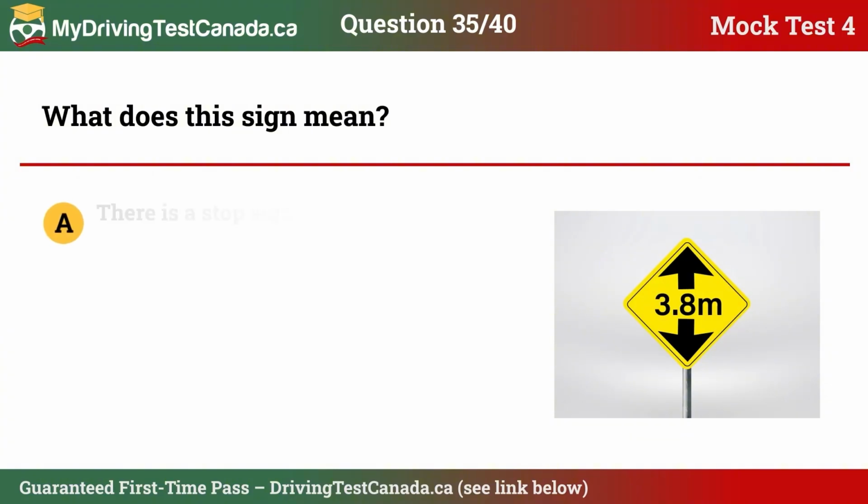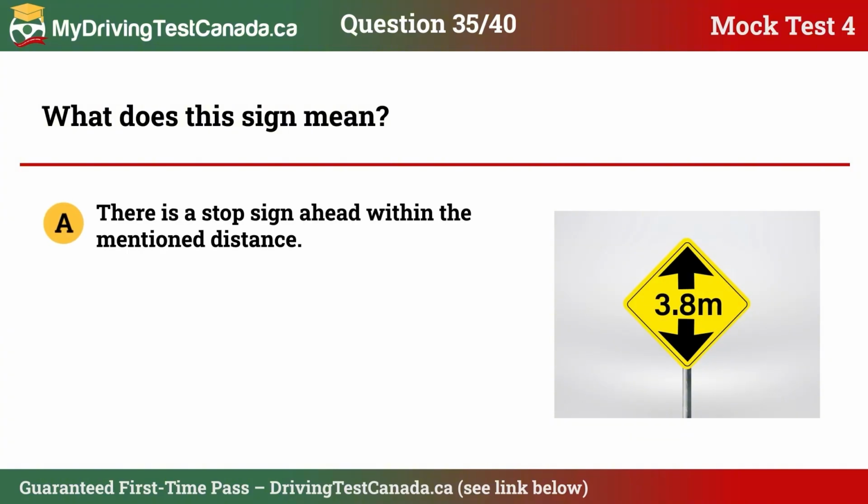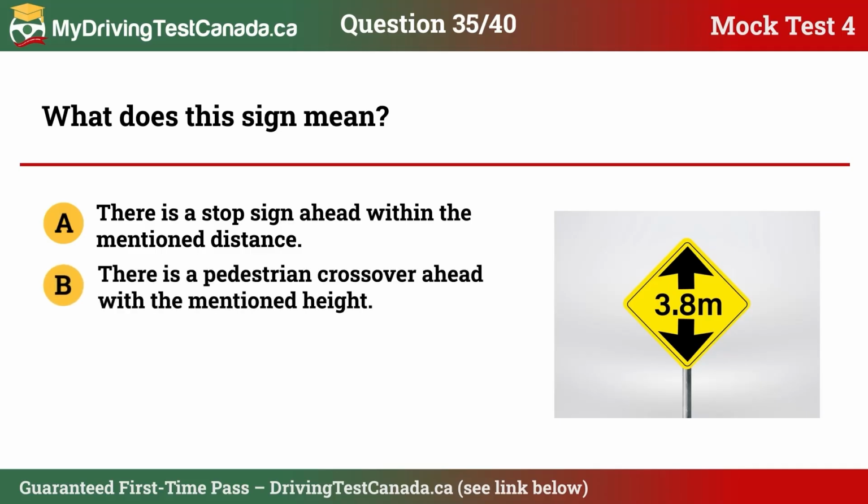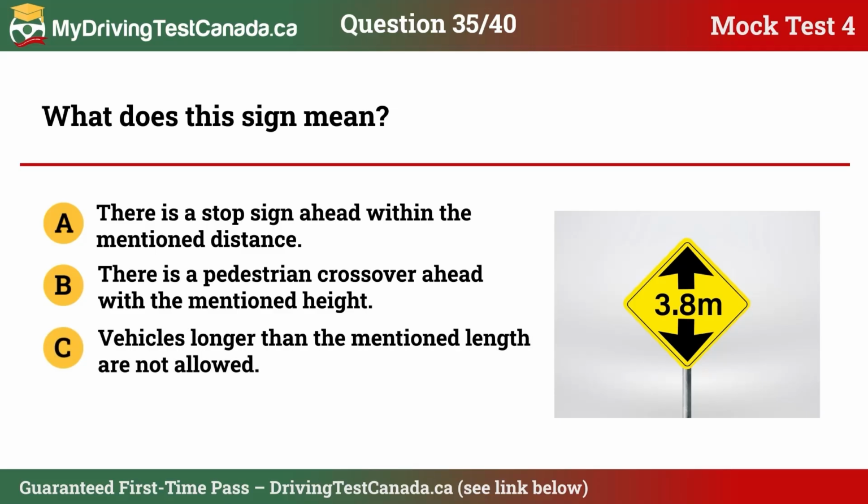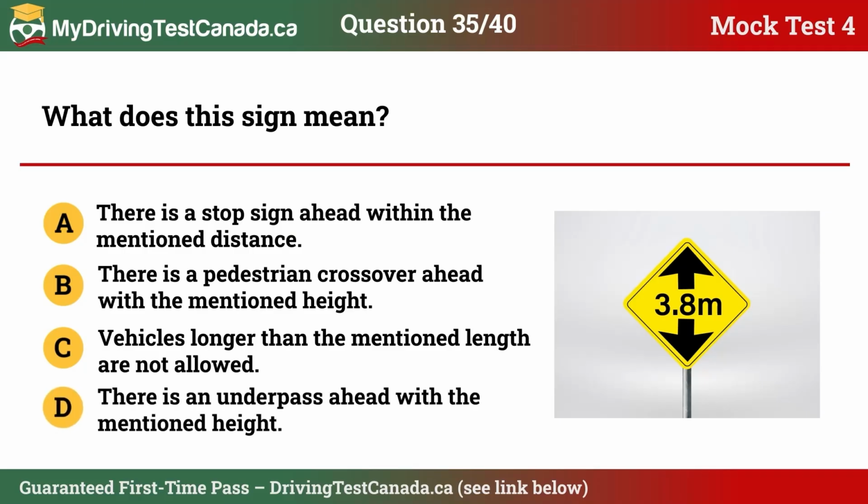A. There is a stop sign ahead within the mentioned distance. B. There is a pedestrian crossover ahead with the mentioned height. C. Vehicles longer than the mentioned length are not allowed. D. There is an underpass ahead with the mentioned height.